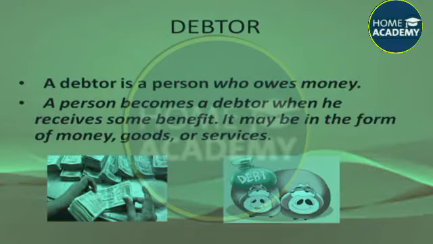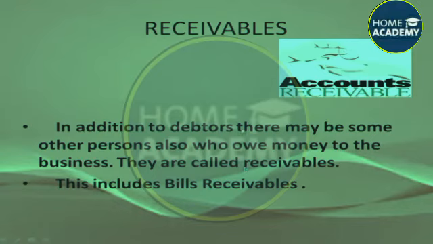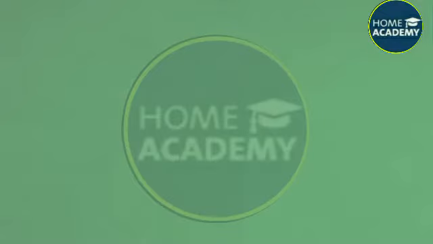Another important accounting term is a debtor. Now, what is a debtor? A debtor is a person who owes money. And on what account? A debtor owes money to the business on account of goods sold to him. An added terminology to debtor is receivable. So, in addition to debtors, there may be some other persons who owe money to the business. They are called receivables. This includes bills receivable or accounts receivable.